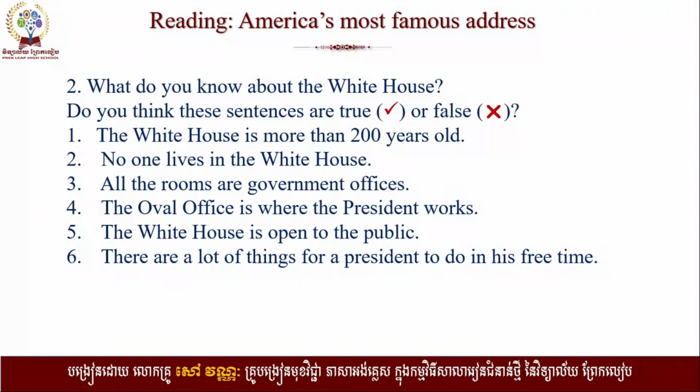So now let's just look at our questions. Number 2, what do you know about the White House? Do you think these statements are true or false? 1. The White House is more than 200 years old. 2. No one lives in the White House. 3. All the rooms are government offices.